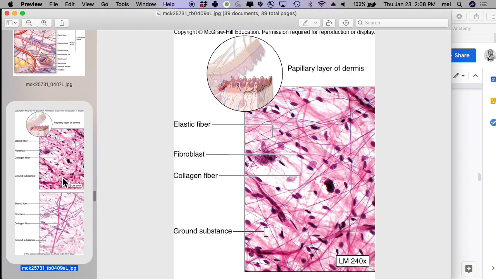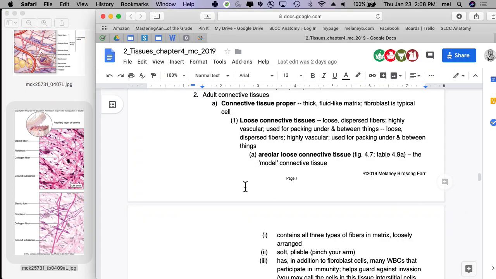And sort of your classic loose connective tissue is this one right here, which is called areolar loose connective tissue or loose areolar connective tissue. Areola means opening or space. So this has got lots of openings or spaces within it. Okay, so areolar loose connective tissue.